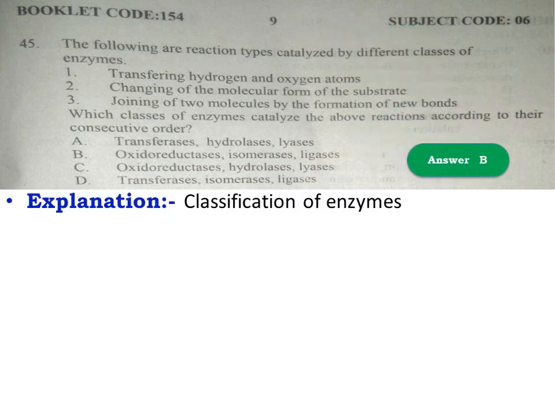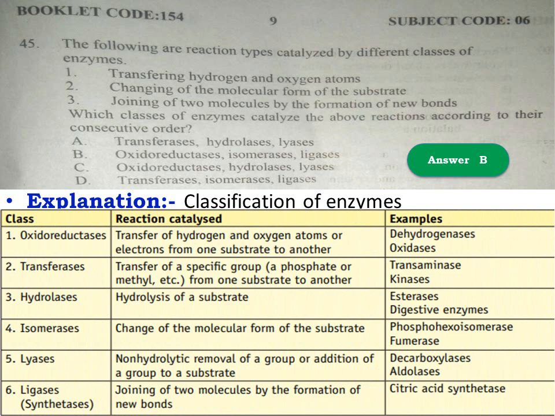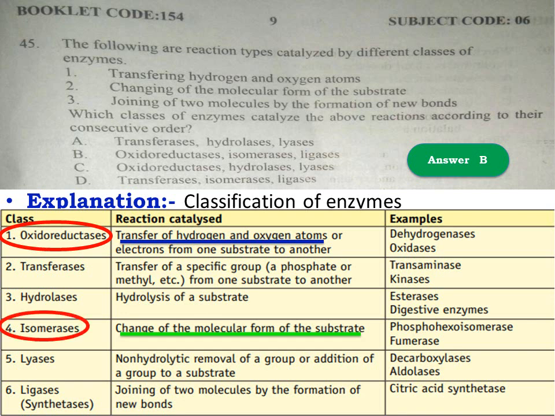Let us see the classification of enzymes with their function. Transferring hydrogen and oxygen atoms is the function of oxidoreductase enzymes, changing the molecular form of the substrate is the function of isomerase, and joining two molecules by formation of a bond is the function of ligase. So the correct order with their function is B: oxidoreductase, isomerase, ligase.